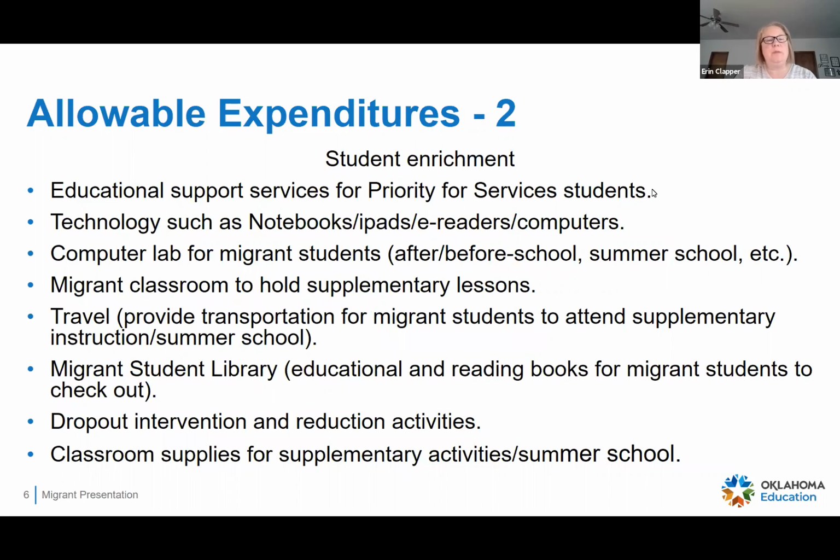Some other student enrichment ideas are support services for priority service students, technology such as notebooks, iPads, e-readers, computers, laptops, etc. Chromebooks, computer lab for migrant students. That could be helpful if you all are doing a face-to-face school at some point, or maybe the second semester or next summer, before school, after school, computer labs, migrant classroom to hold supplementary lessons, travel, which specifically is for transportation for migrant students to attend instruction or summer, migrant student library, dropout intervention and reduction activities, classroom supplies, supplementary activities for in-class or summer school.